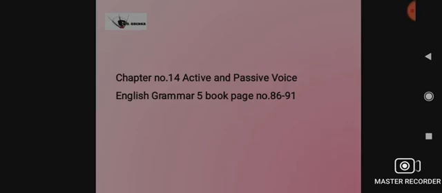In today's English class, we'll start chapter 14, Active and Passive Voice, which is from your English Grammar Book 5, page number 86 to 91.